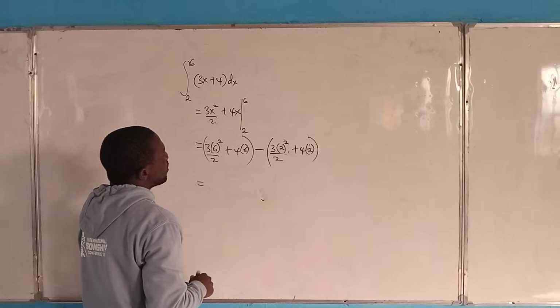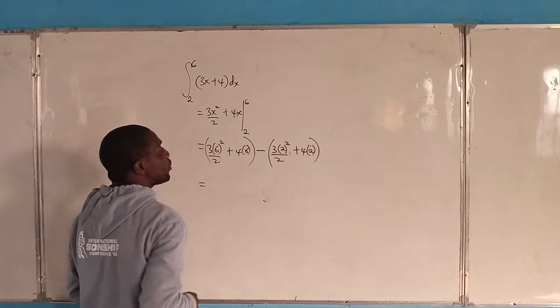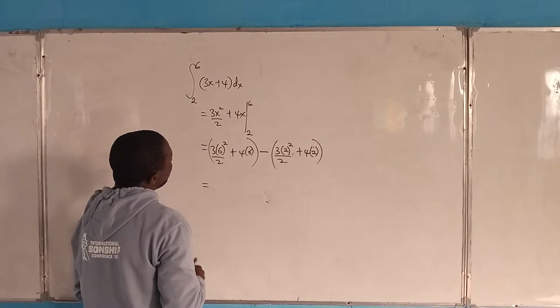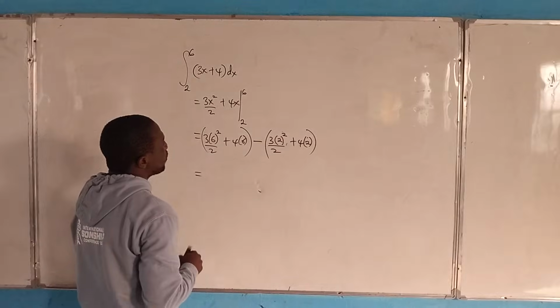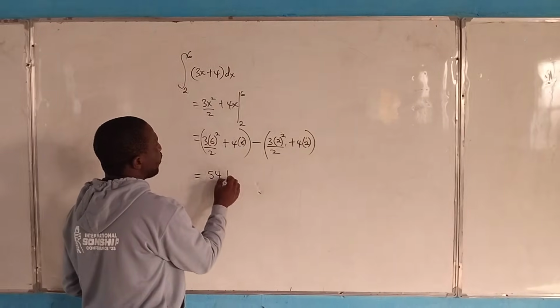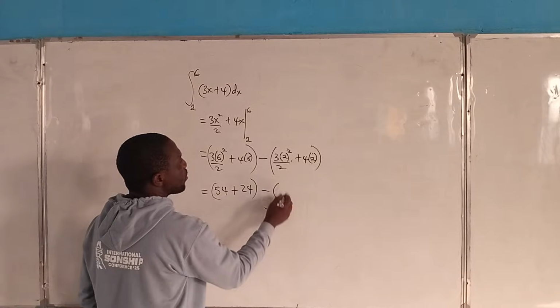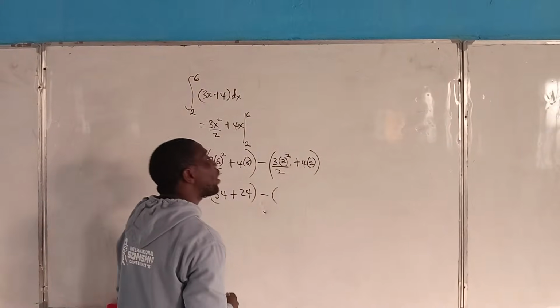36 divided by 2 will give me what? 18. 18 times 3 will give me what? 54. I have 54 at this side. And 4 times 6 is 24. Minus, what's 2 squared? 4.